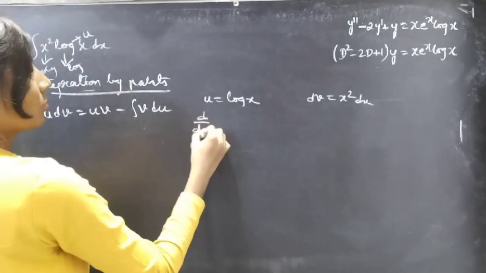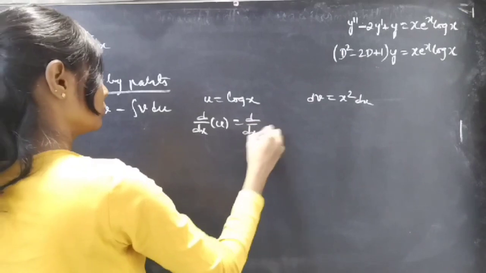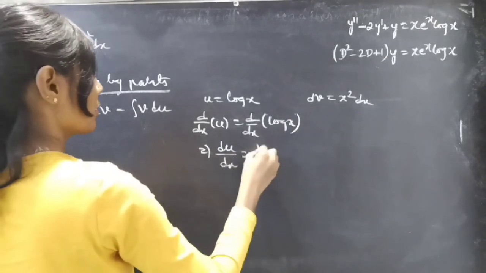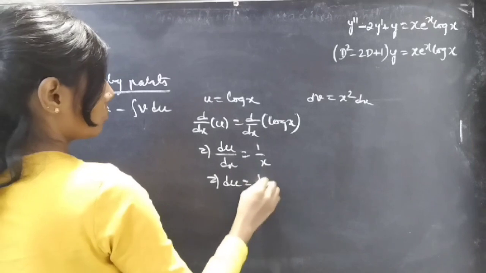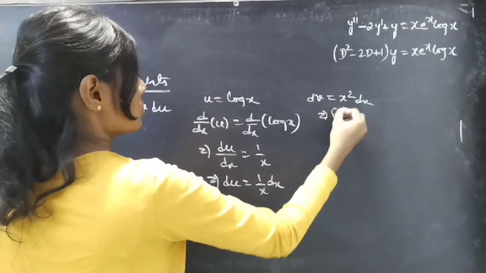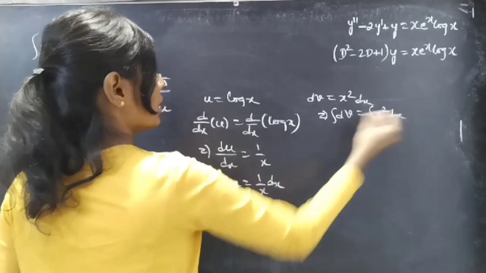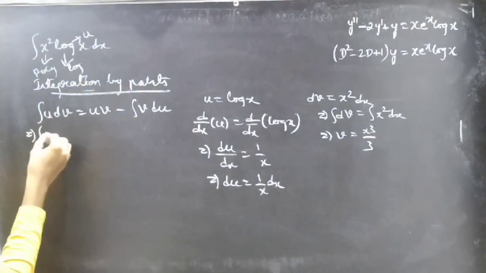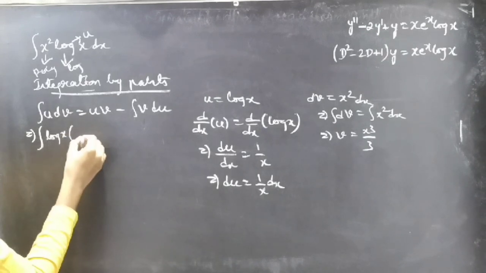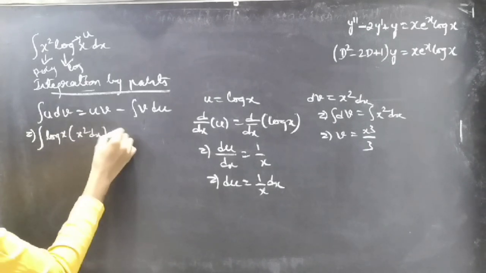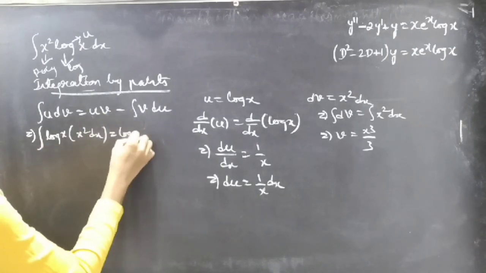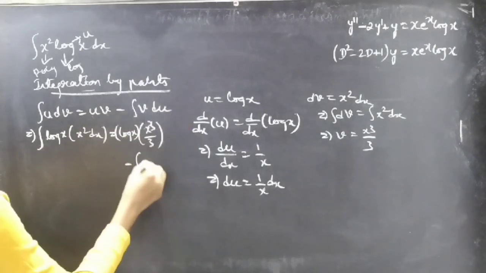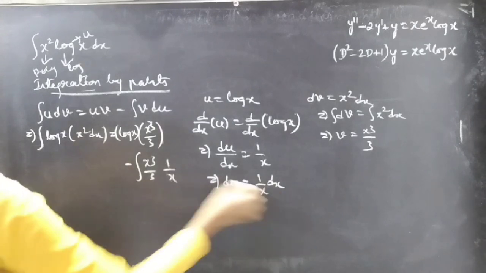Differentiate on both sides with respect to x. We'll get derivative of u with respect to x equals derivative of log x with respect to x, which is 1 by x. From this we'll get du equal to 1 by x dx, right? Here integrate on both sides. We'll get v equal to integral x square dx, which is x cube by 3, right? Now substitute in this formula. We'll get integral u dv, log x into x square dx, equal to u into v, log x into x cube by 3, minus integral v du, v into du, 1 by x dx, right?